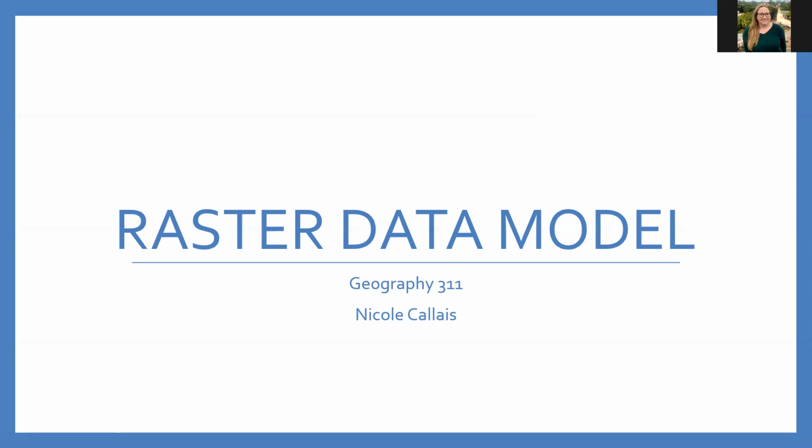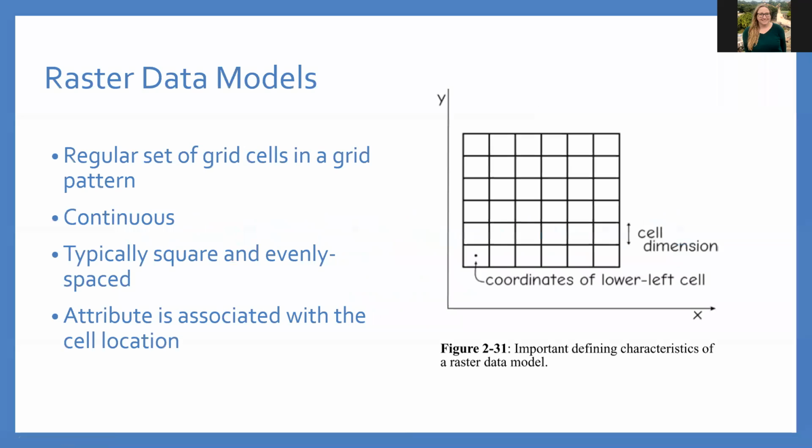In this video, I will discuss the raster model. Raster data models represent reality through grid cells in an image file that are given attribute values. The cells are formed into rows and columns to represent the entirety of the area. They are most often square and evenly spaced. The model is continuous, but it can also represent discrete values.